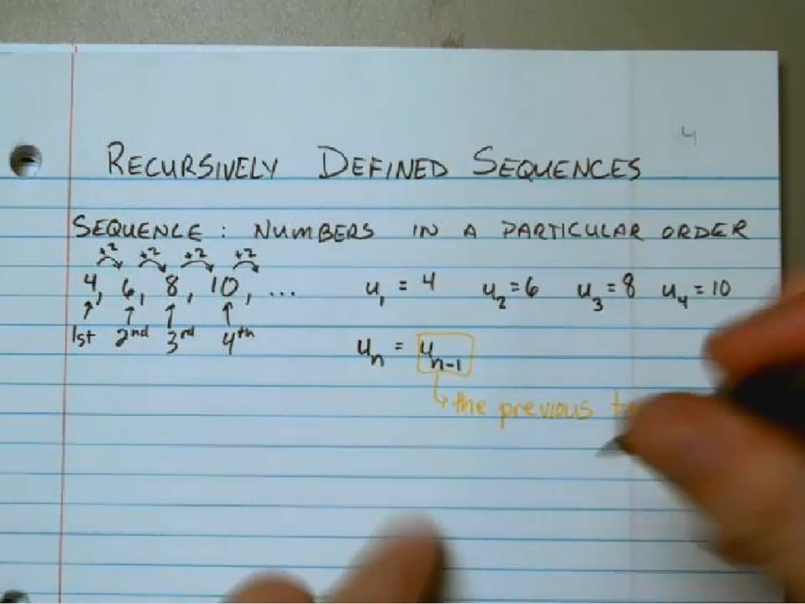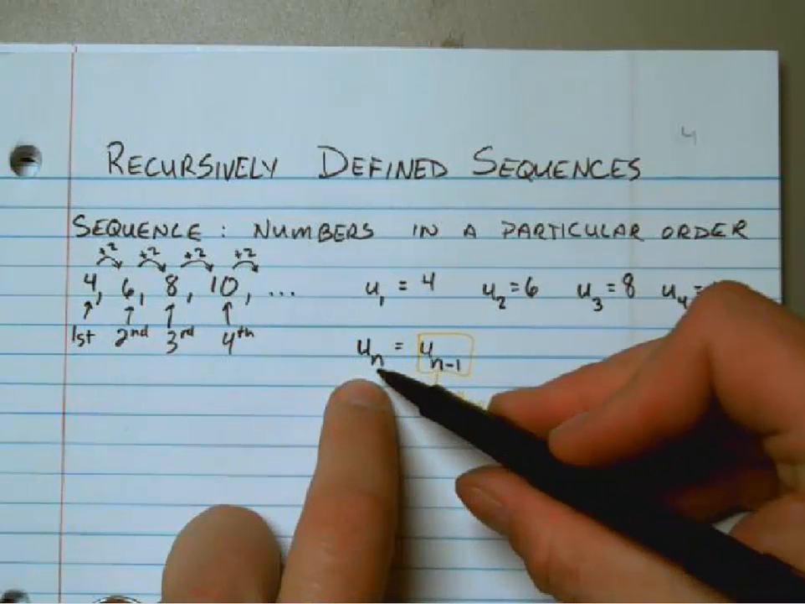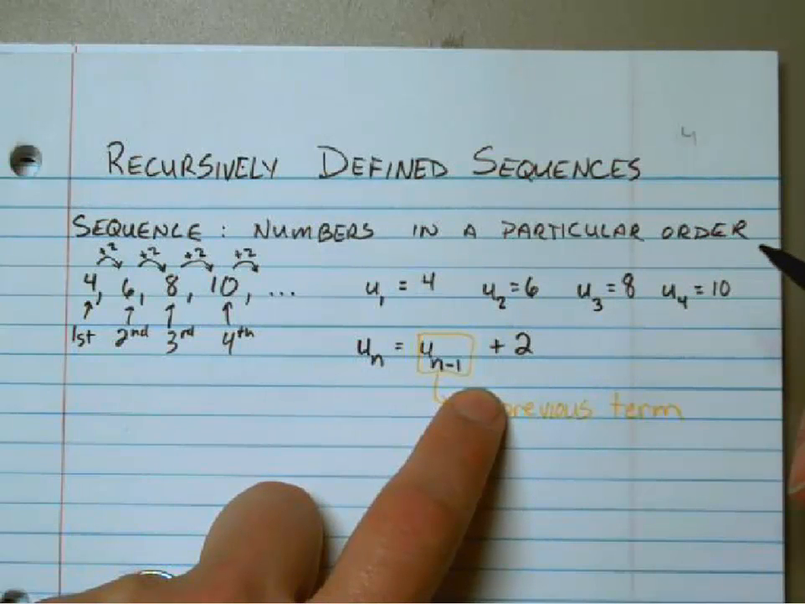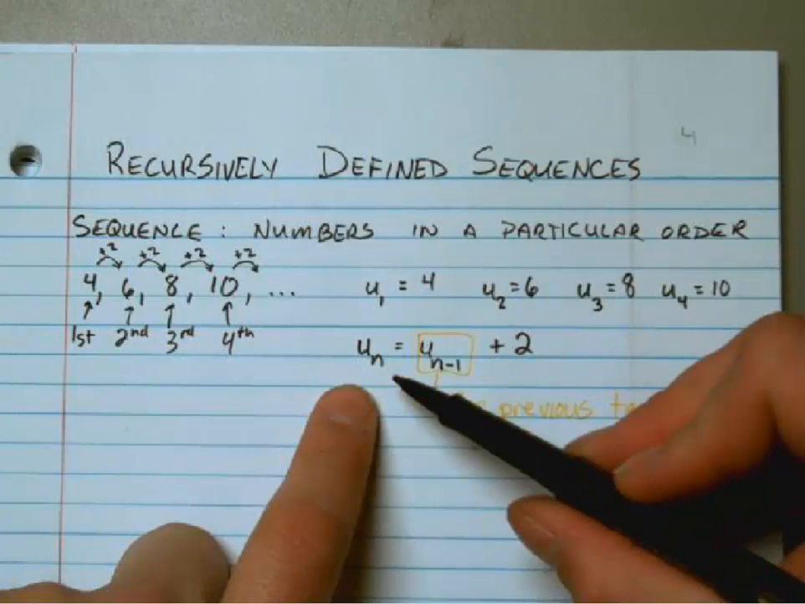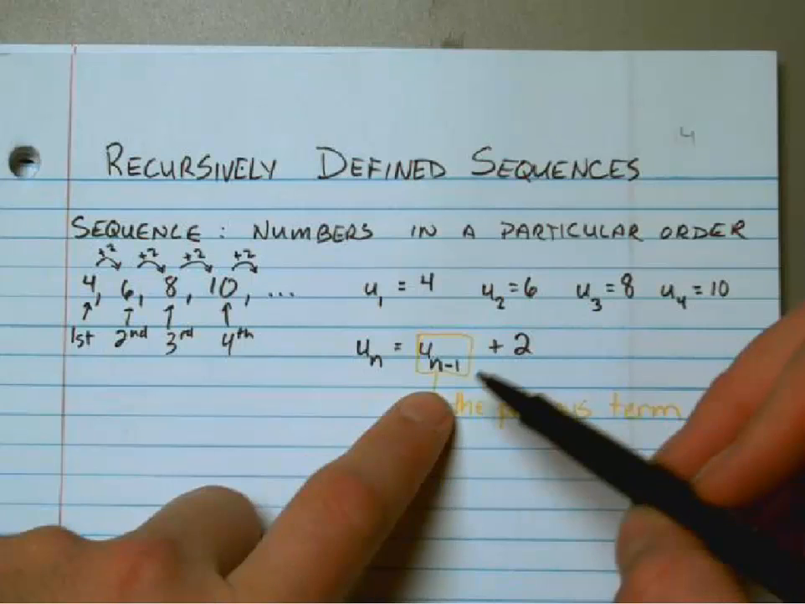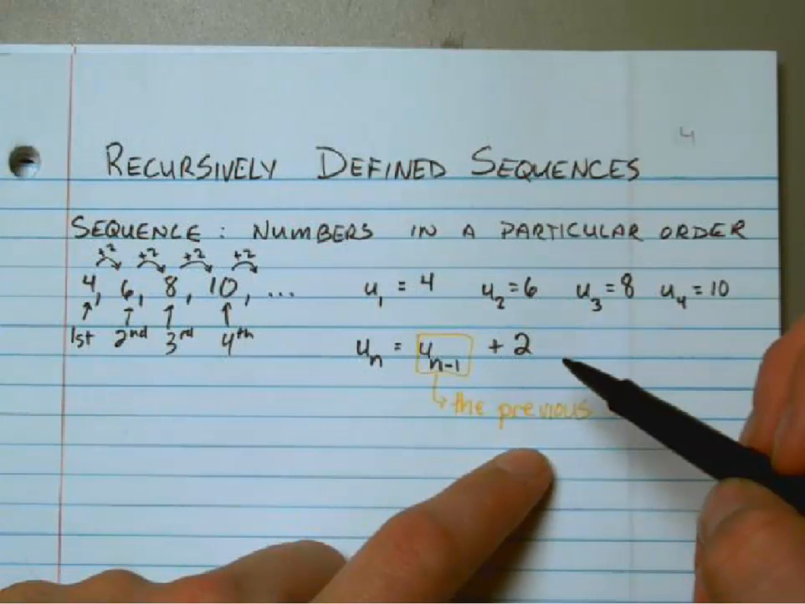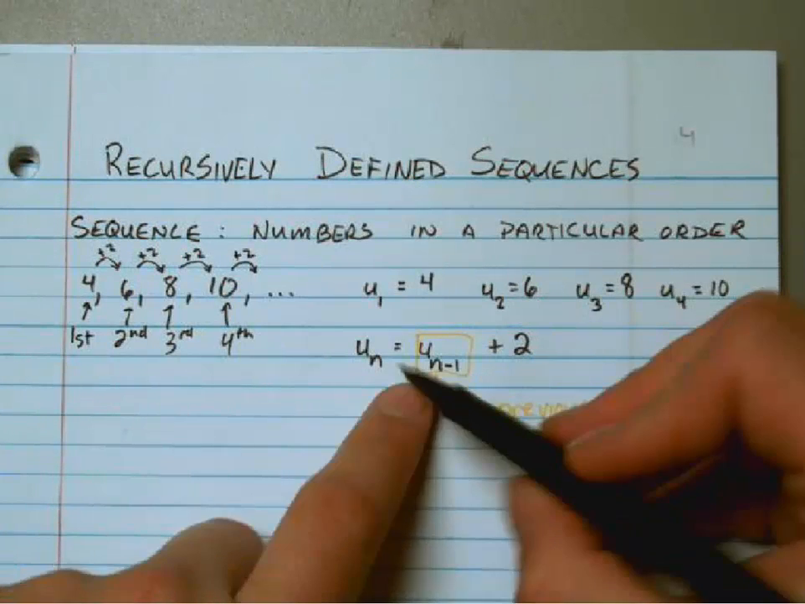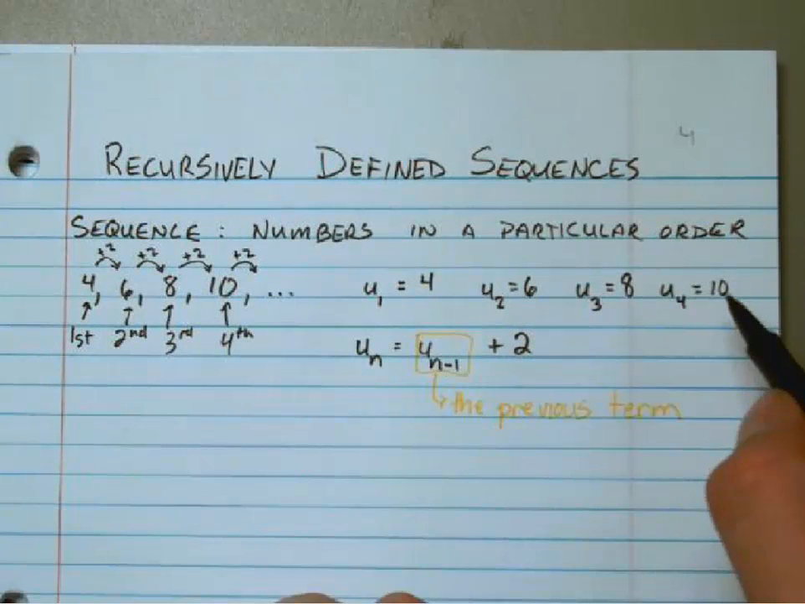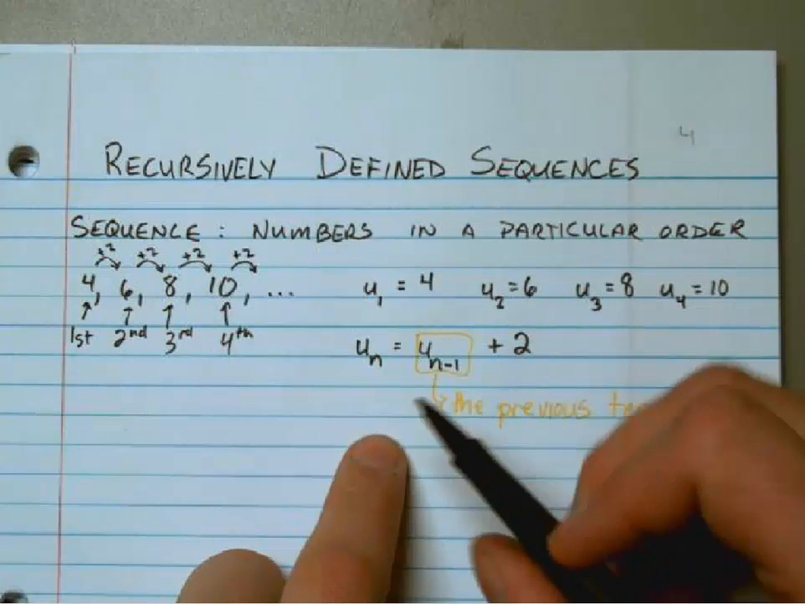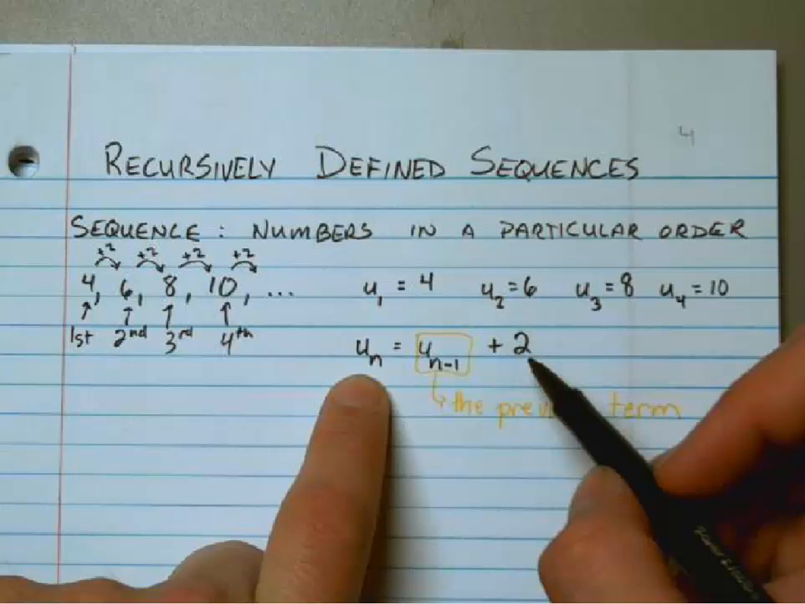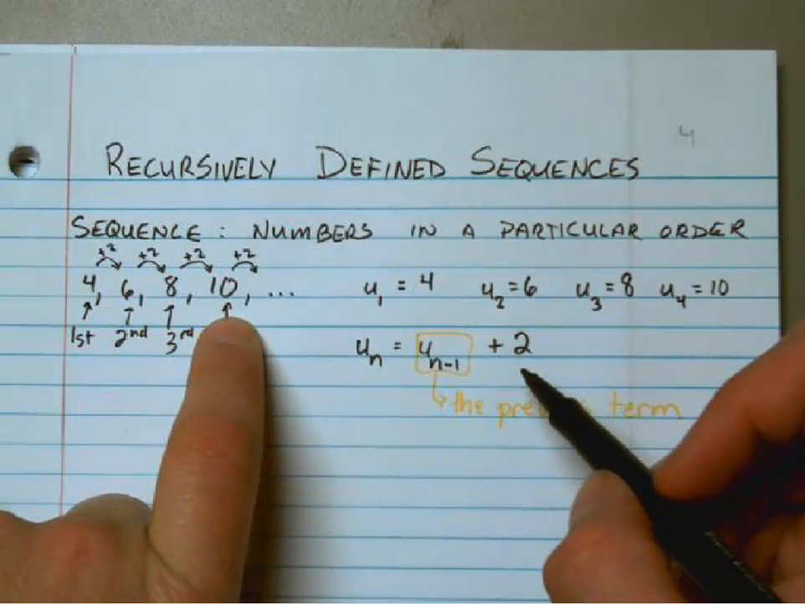And what did I do to the previous term to get the next term? Well, here we added 2. So this can sort of describe my whole sequence, right? To get each term, you take the previous one and you add 2. So that's kind of handy. That's a handy little notation. I don't need to write all of these things. But what about if all I had was this rule? Would I be able to get this whole sequence?